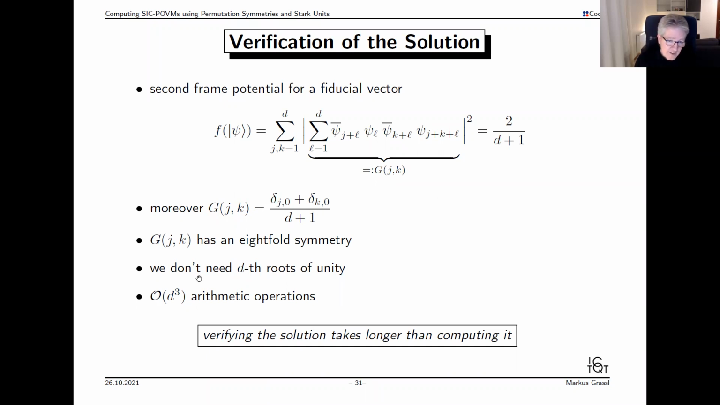The big advantage is that the calculations, even for the exact ones, can be done in the small field, since we don't need the D's root of unity, which would require an additional extension of our field. But the summary now is we have reached dimensions where verifying the solution actually takes longer than computing it.